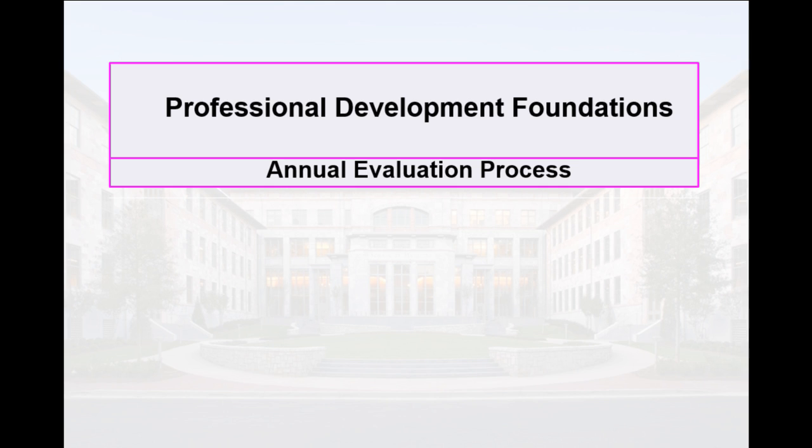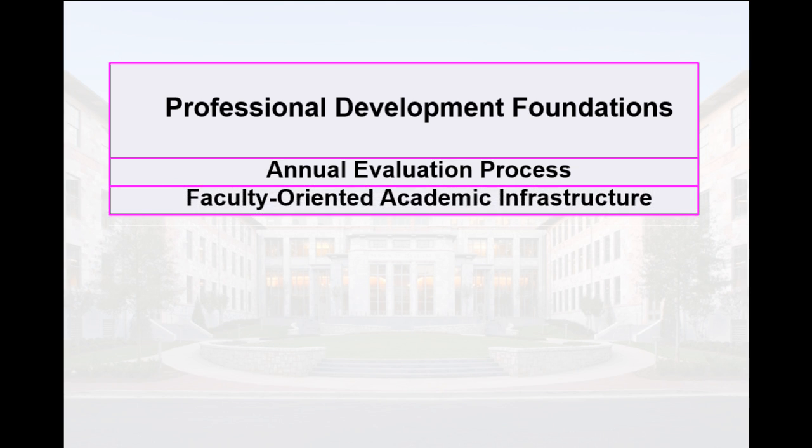Otherwise, you may be more likely to hear from those who are more comfortable walking in your office, and others may fall through the cracks and feel like their desires and aspirations are not being prioritized. We also then spent a lot of time developing a faculty-oriented academic infrastructure.